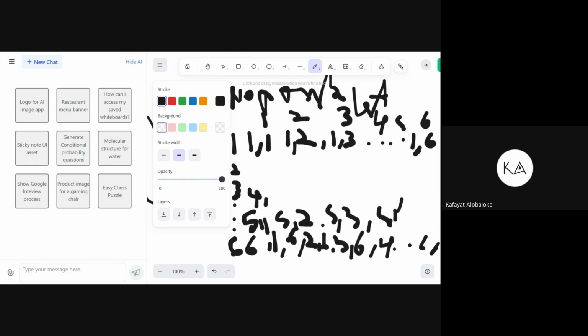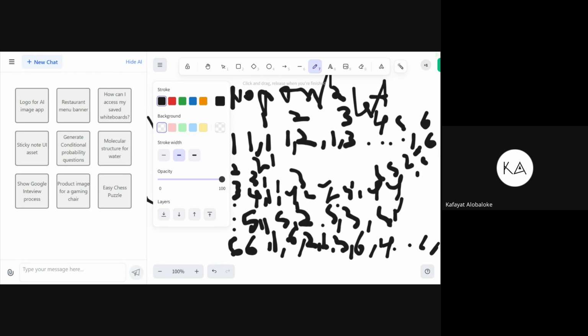So let's say we have 4, 1, 4, 2, 4, 3, 4, 4, then up to 4, 6. And let's say we have 3, 1, 3, 2, 3, 5, up to 3, 6. Then we can also have 2, 1, up to 2, 6, right? So our interest is in finding the probability that we have a sum of 8.